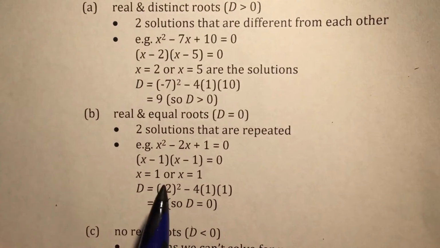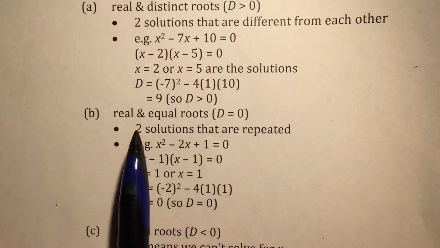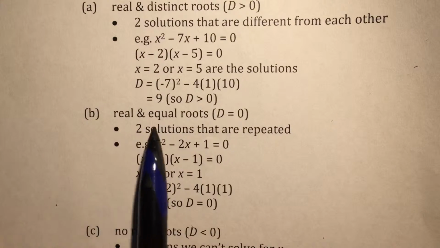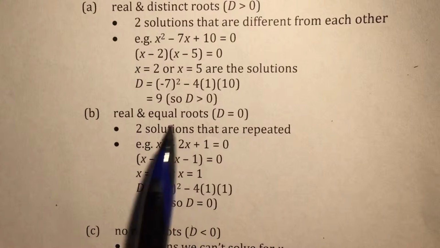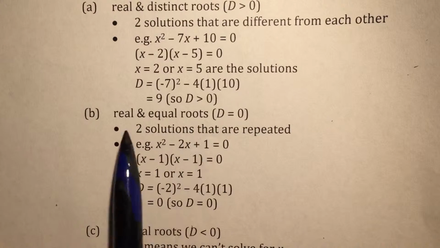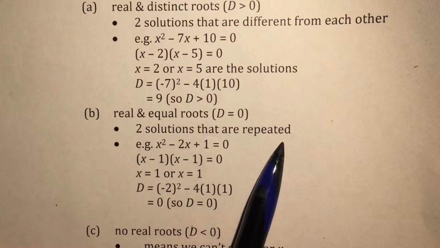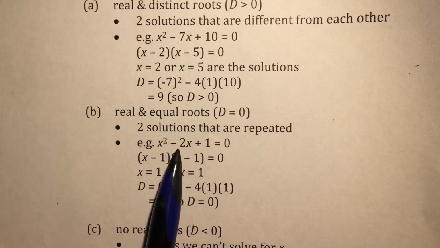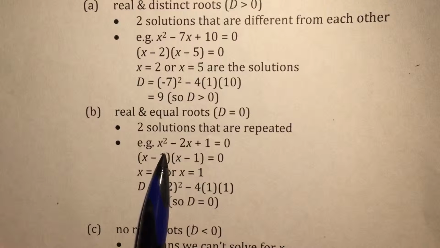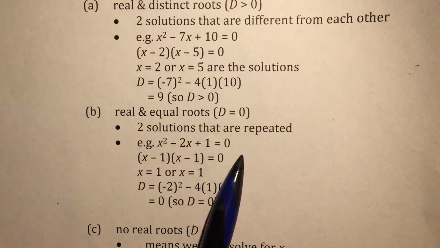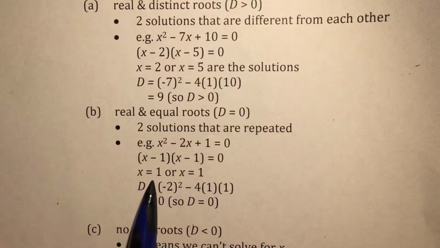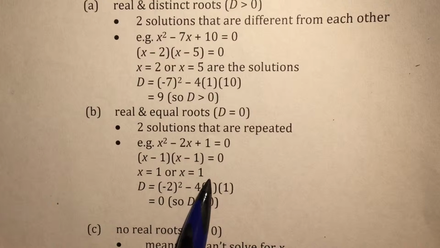Now, it also could be used to prove that we have real and equal roots, or to show that roots are equal and there are two of them. This is what we call two solutions that are repeated. Now how does this go? Again, let's look at the quadratic equation x squared minus 2x plus 1 equals 0. Factorizing, we get x equals 1 or x equals 1.